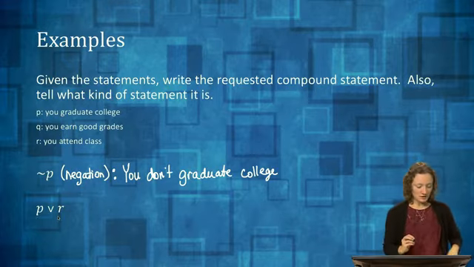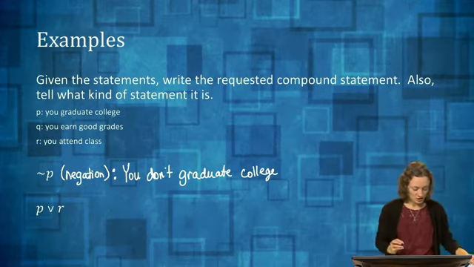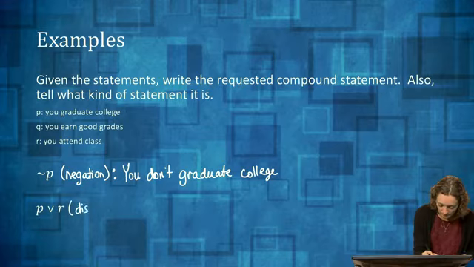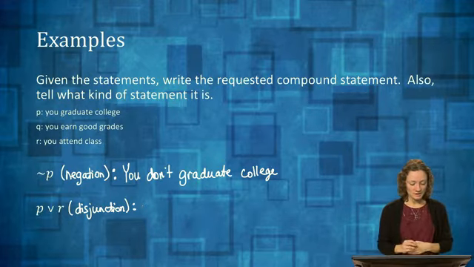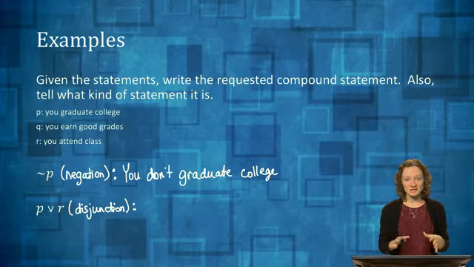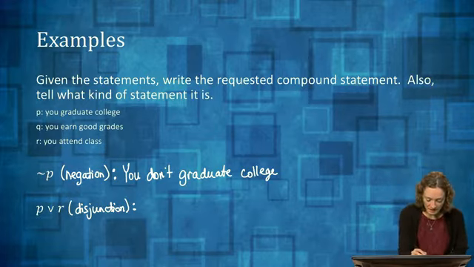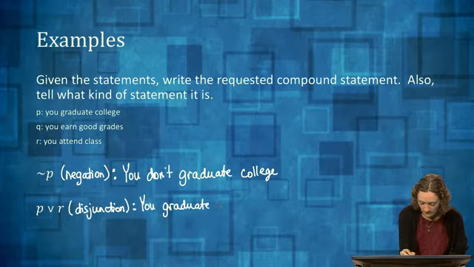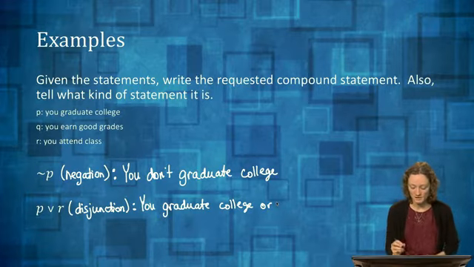Okay, the next one we have is P, that symbol means or, and then R. So go through the list. Which of the 5 do we have? We have the up symbol, so we have a disjunction. And that's the only symbol that we have there besides the letters. A disjunction means the two ideas are connected with the word or. So we have statement P or statement R. So just fill in what exactly that says. Statement P, you graduate college, or statement R, you attend class.